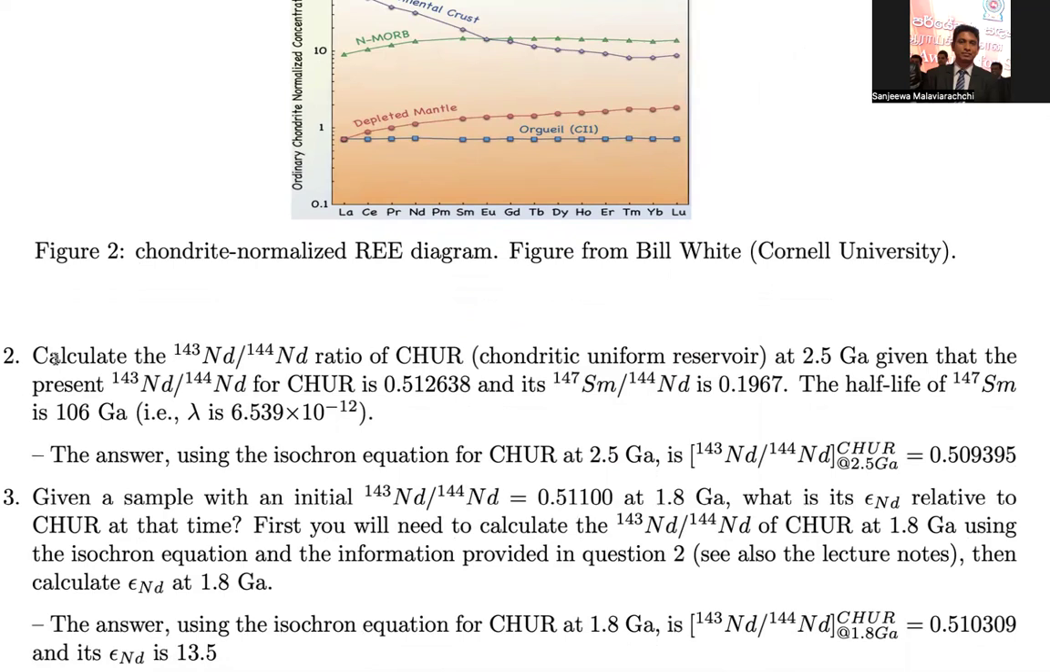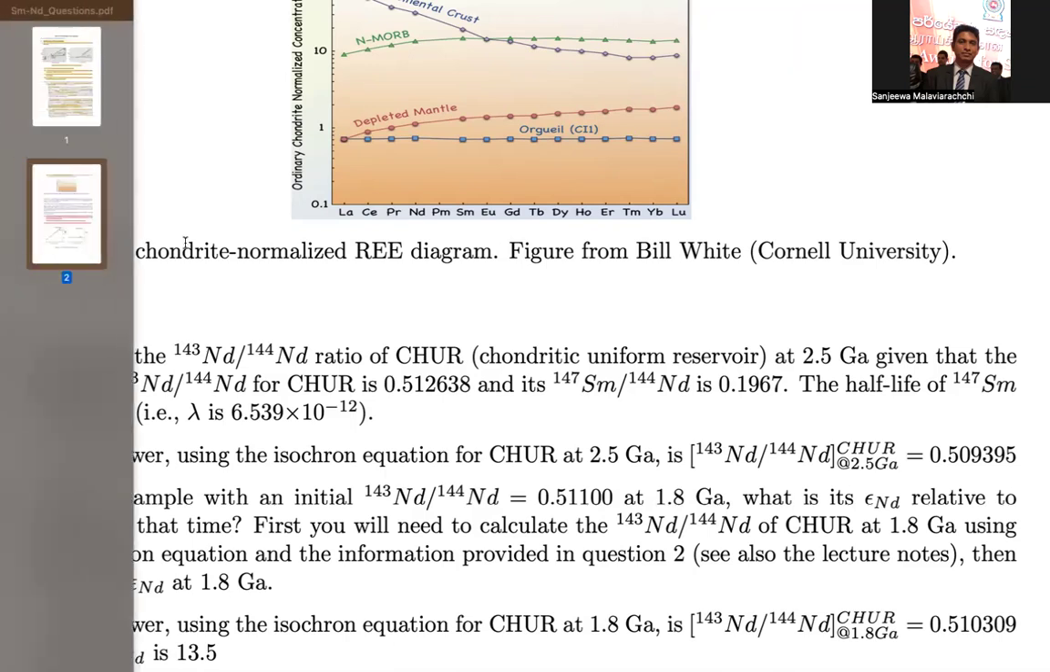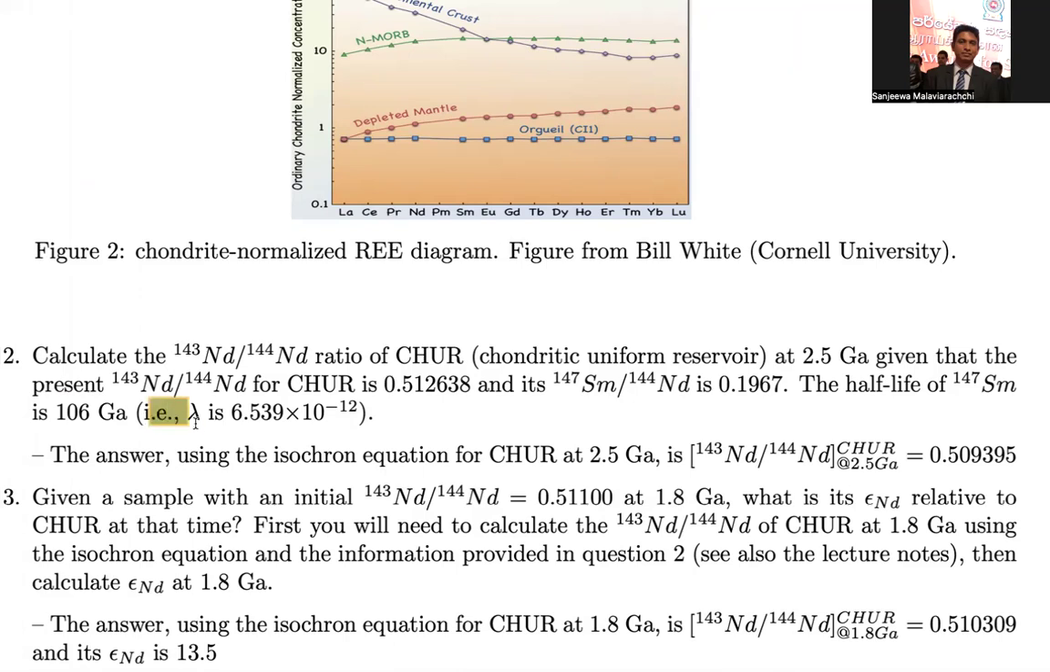Given that the present 143, 144 neodymium for CHUR is 0.512. These are standard values, you are given this value, okay? And its samarium composition is 0.1967. The half-life of 147 samarium is 106, right? You are given lambda, this much. Both are given: half-life is given, and lambda is given.